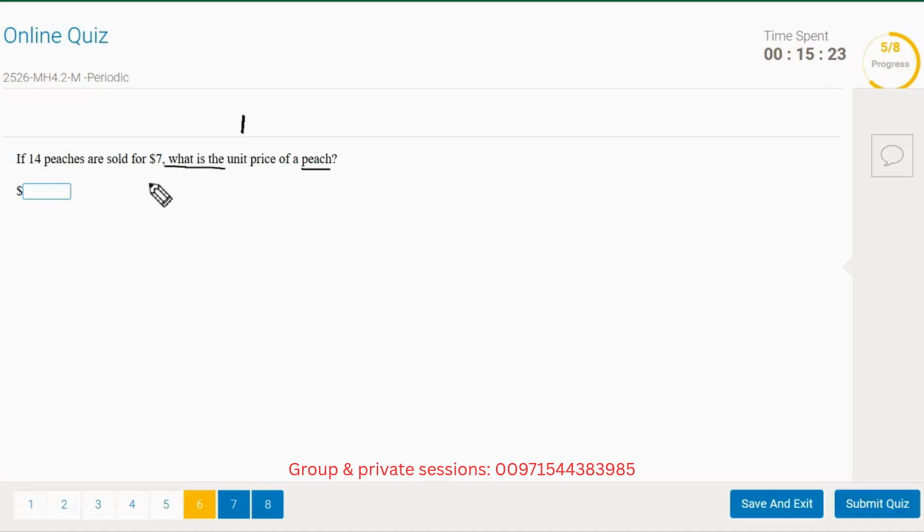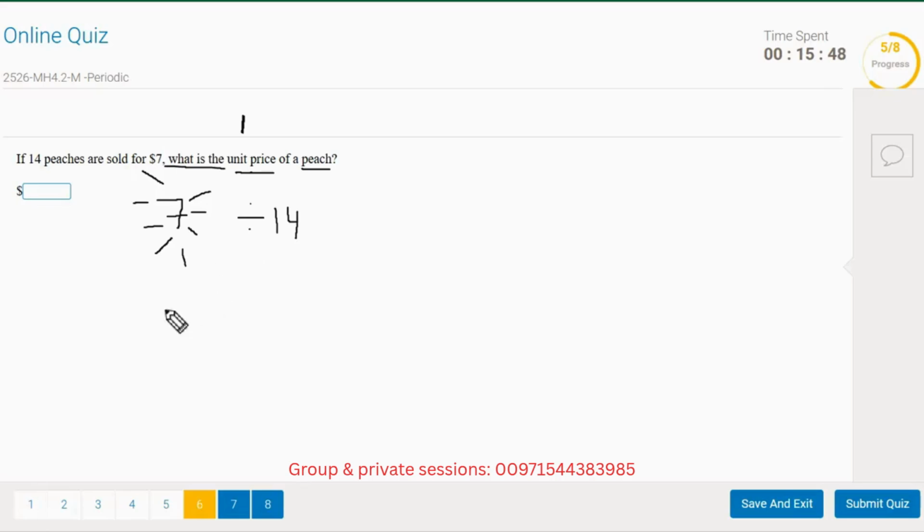Okay? So again, let's do that. We want to find out what is the price of 1 peach. What will we do now? We want to find out the unit price of a peach, right? So we want to convert that $7 into 14 parts, so we can find the price of 1 peach, right? So divide this by 14.